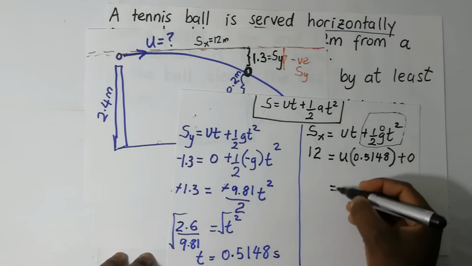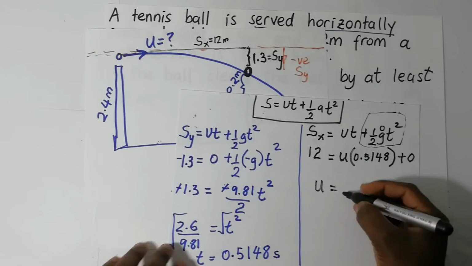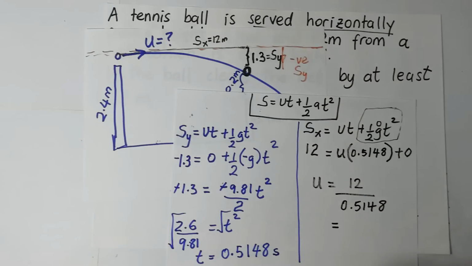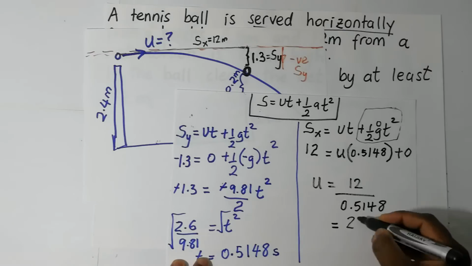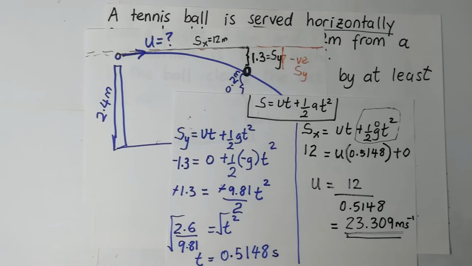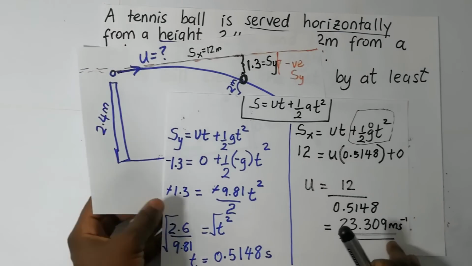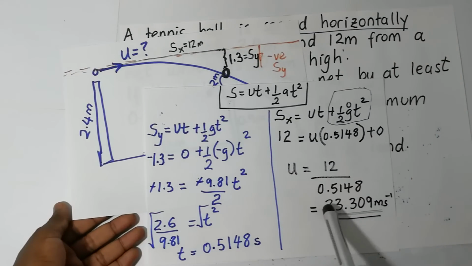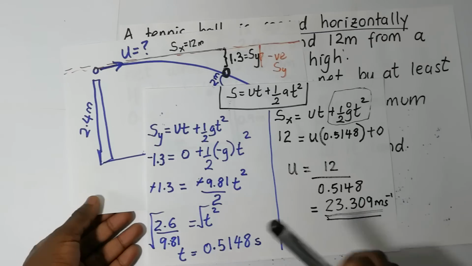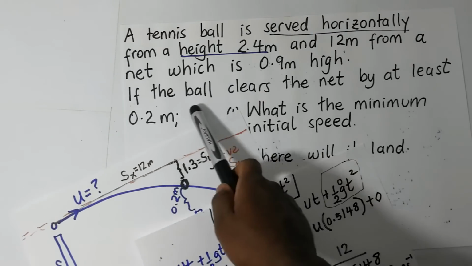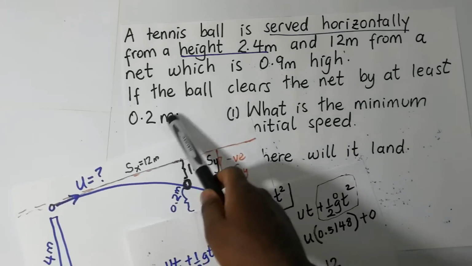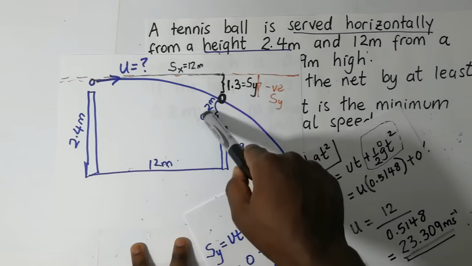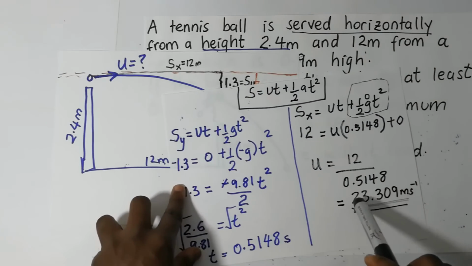So when we make u the subject of the formula, it's going to become 12 divided by this, and the answer we get... So looking at that, we have answered the first question. The first question says, what will be the minimum initial speed? That is the initial speed, the minimum initial speed when the ball just clears the net, if the ball clears the net by at least 0.2 meters. So when the ball clears the net by just 0.2 meters, the initial speed is 23.309.